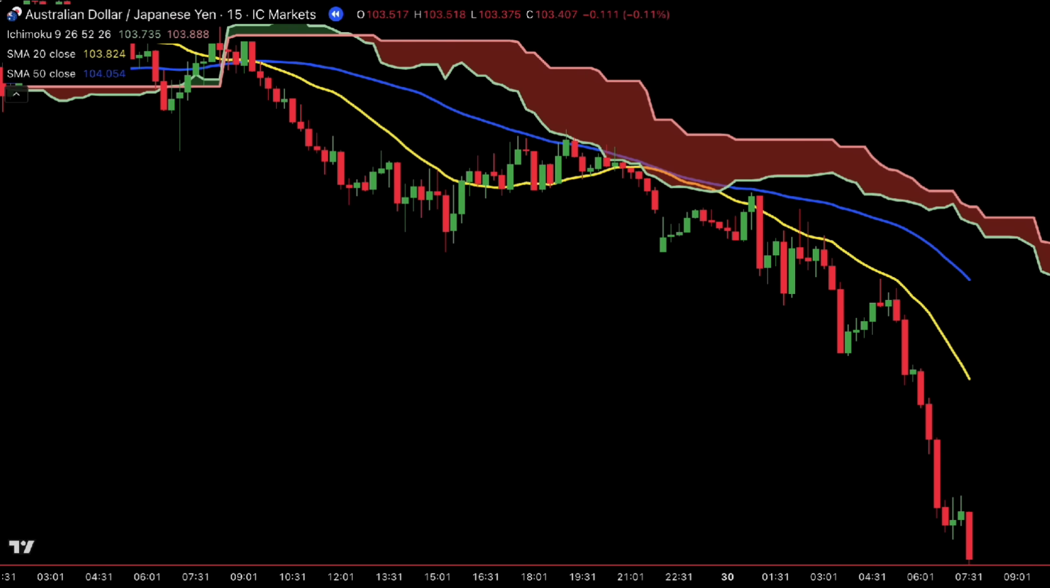Let's break it down. First, we look at the Ichimoku Cloud to determine direction. In this example, the price is clearly trading below the cloud. That tells us the market is in a downtrend, so we're only looking for sell opportunities.